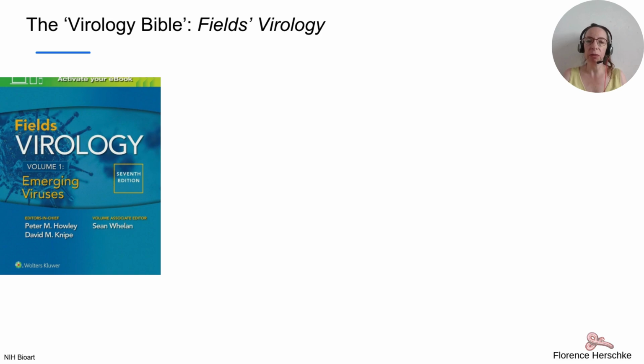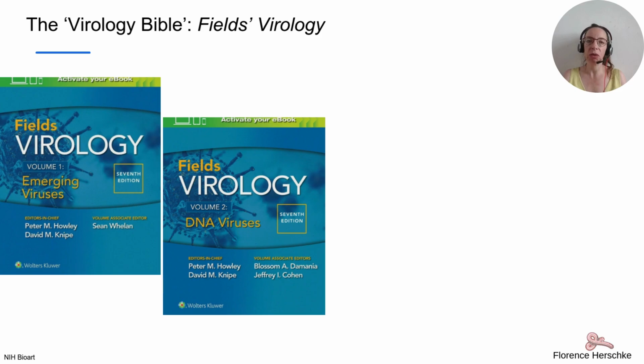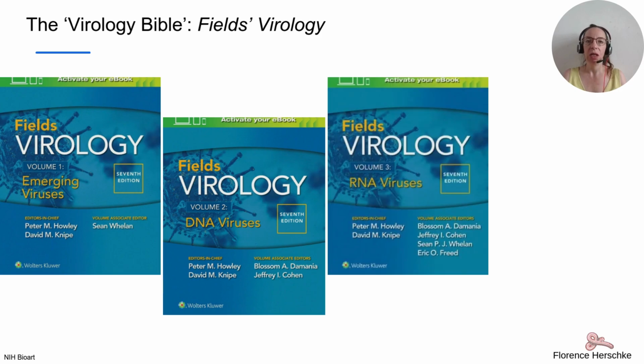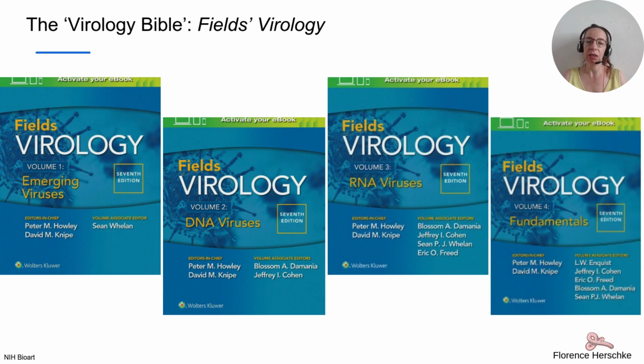The first volume is on emerging viruses. So think of coronaviruses, SARS-CoV-2, or dengue, etc. The second volume is on all DNA viruses. The third volume on RNA viruses. And the last one, but not least, on virology fundamentals.